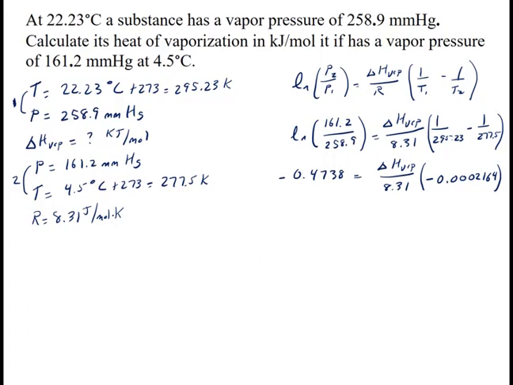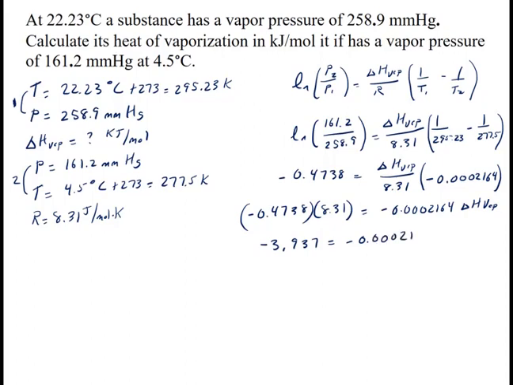Okay, now it doesn't matter, this is division, that's multiplication. I chose to do the multiplication first. So I want to isolate this delta H of vaporization. So since this is division, I want to multiply both sides by 8.31. So I make a negative 0.4738 times 8.31 is a negative 0.0002164 delta H of vaporization. Okay, when I multiply those two together, I got a negative 3.937.